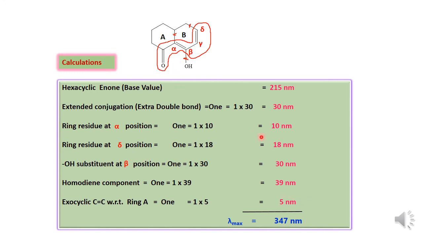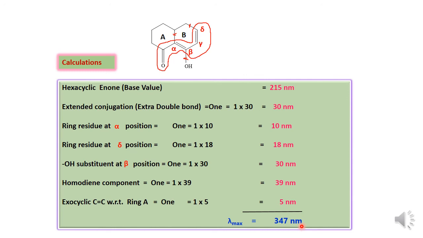After this, these are the increments that we have to add to the base value. Extra double bond 30 nanometer, ring residue at alpha position 10, ring residue at delta position 18 nanometer, OH substituent at beta position 30 nanometer, and one homodiene component present, so 39 nanometer, and for one exocyclic double bond you have to add 5 nanometer. After the addition you will get this 347 value, which is the lambda max value. So lambda max is 347 nanometer for the compound.